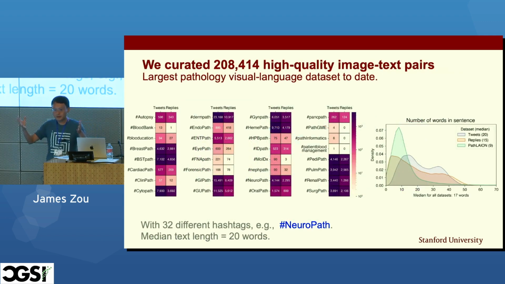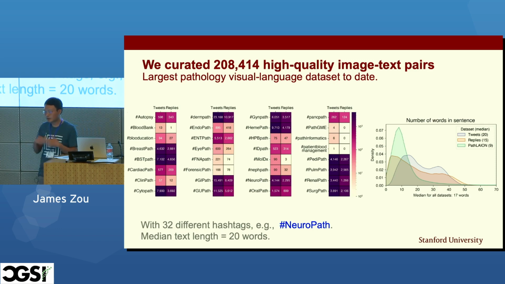After this curation and filtering, we end up with over 200,000 high-quality image and text pairs from these Twitter threads. I think this is one of the largest visual language datasets to date in pathology. The examples we see here show, for each of the 32 different hashtags, how many high-quality tweets we were able to curate.